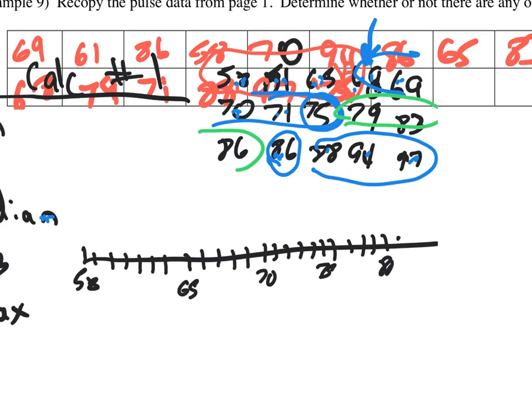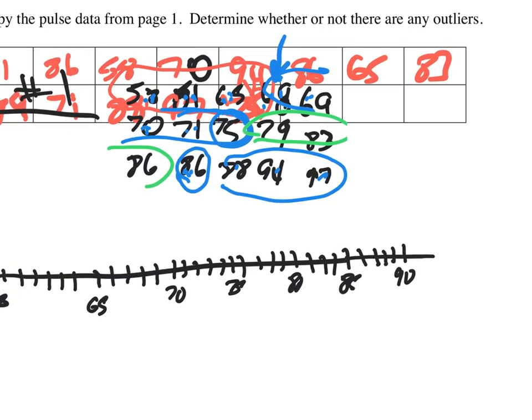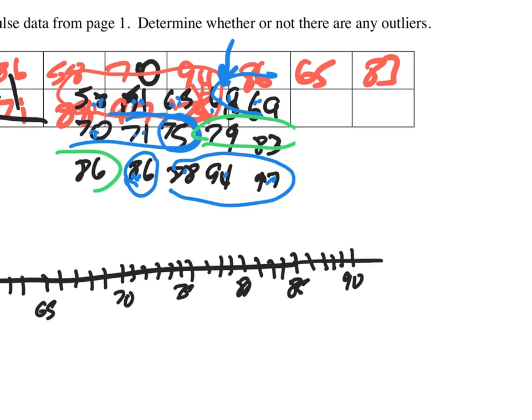That was 80, 81, 82, 83, 84, 85, 86, 87, 88, 89, 90. I still need more room. So I'll just make more room. 91, 92, 93, 94, 95. How far am I going to go? To 90 what? 97. 97.